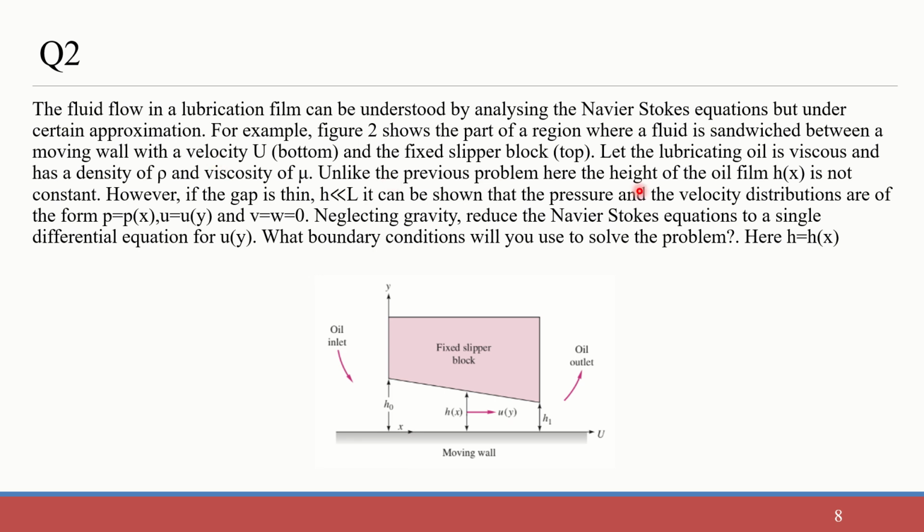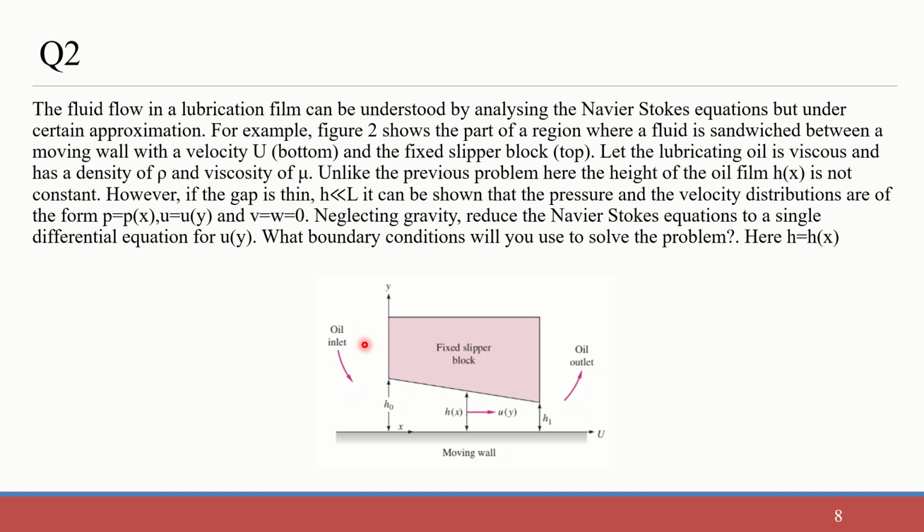So h is a function of x. At x equal to 0, we have h0, and at x equal to some distance, we have h1. So unlike the previous problem, here the height of the film, that is h(x), is not a constant. It is varying with respect to the x distance.